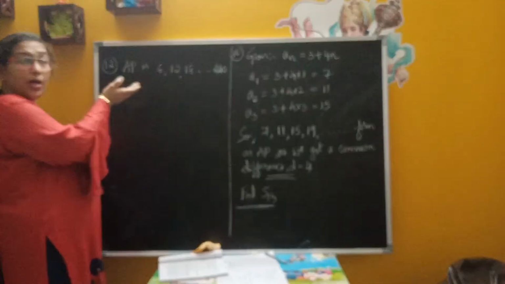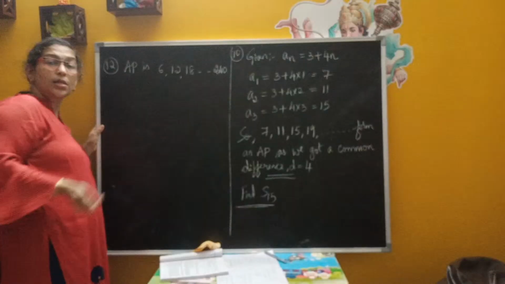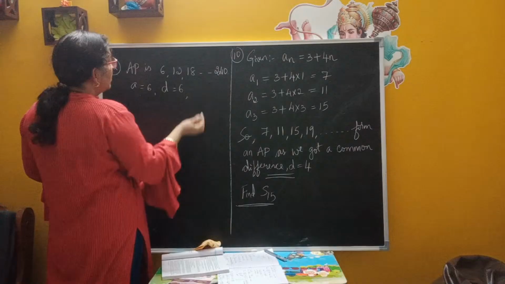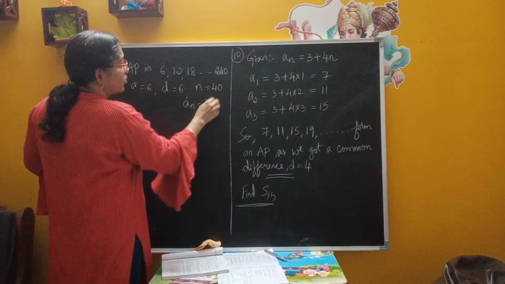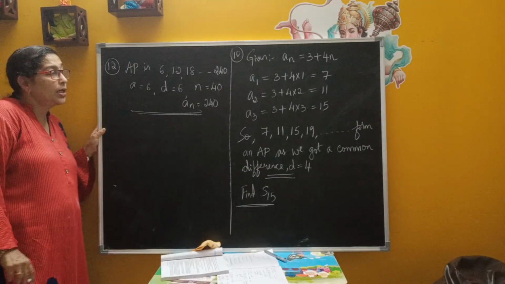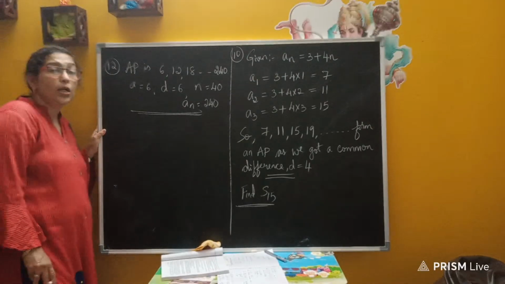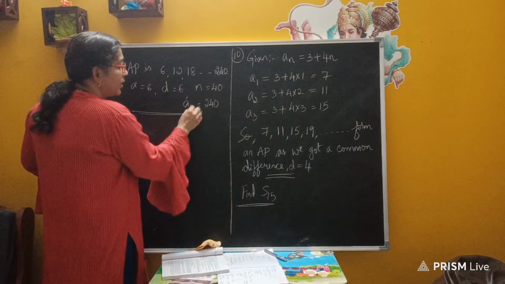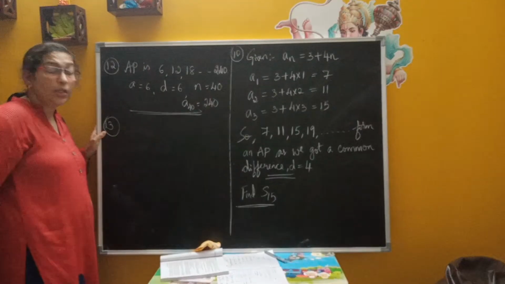Now use the formula. a is equal to 6, d is also 6, 12 minus 6 is 6, 18 minus 12 is 6. n is equal to 40 and an is equal to 240. We have all this data. Apply the direct formula. Either you can use Sn is equal to n by 2 into 2a plus n minus 1 into d, or Sn is equal to n by 2 into a plus an can also be used. Here an is a40, which is also known. So the 12th one is finished.